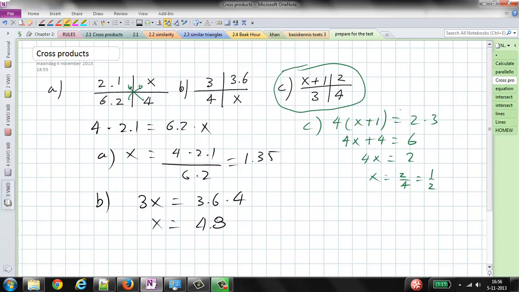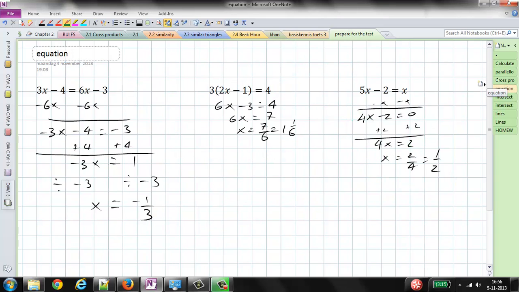C works slightly differently. When you cross multiply, it's 4 times x plus 1. Don't forget to put in a bracket around the x plus 1. It's 4 times the entire number, x plus 1, is equal to 2 times 3. So then multiplying out the 4 is 4x plus 4, and it continues on like that.